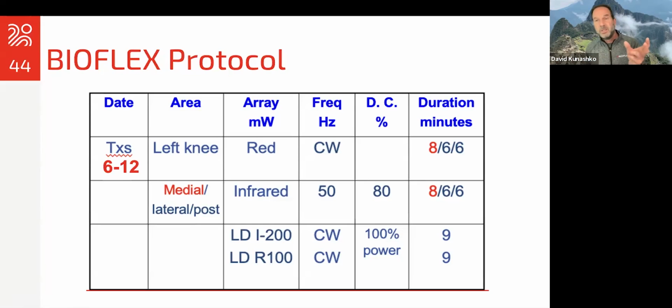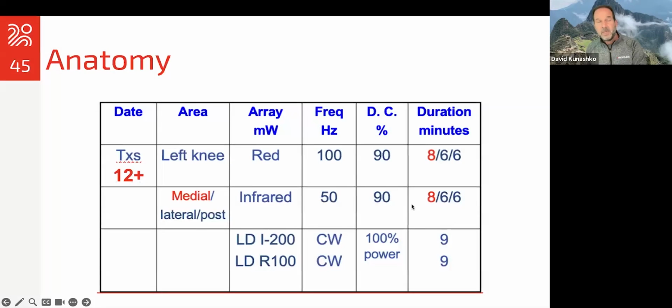The depth of penetration is really based on the wavelength, not the power, right? So the longer you hold, the more light that can go deeper into the meniscus. And eventually you can increase even more, go up to 90% duty cycle, maybe even pulse the red a bit, change that up. Again, these are all just suggestions that you can try when you're treating a meniscus.